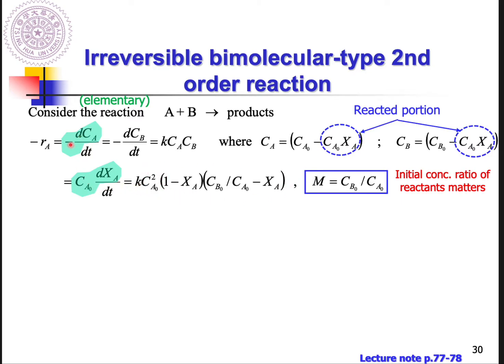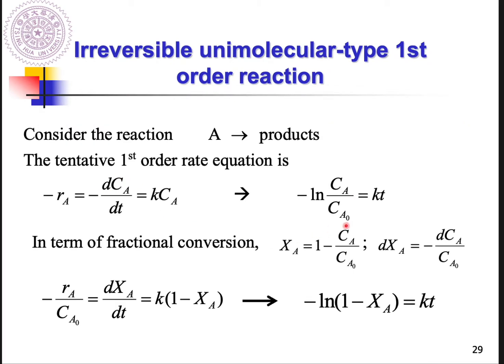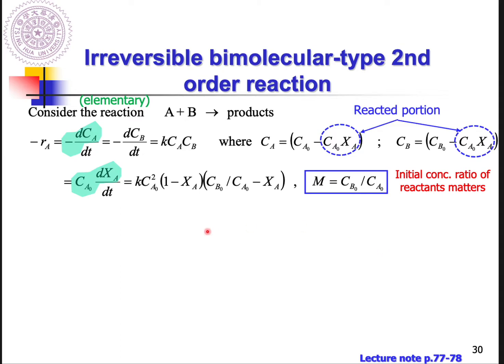And for the left-hand side, minus dCA, you can also express as CA0 times dXA. Okay, so now we get this equation, right? And if you take a look at this equation, you have the XA. So we need to move dt to the right-hand side and take the integral, right?